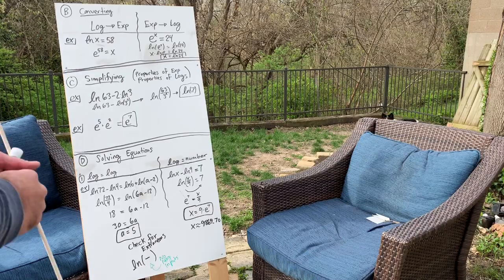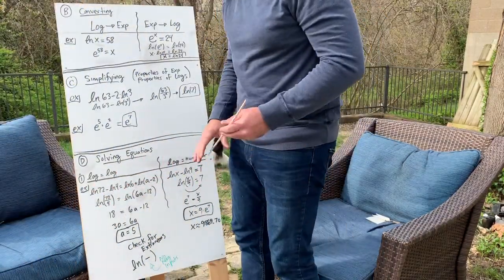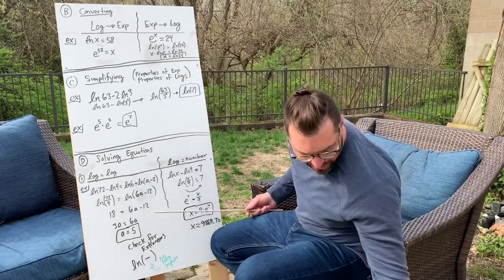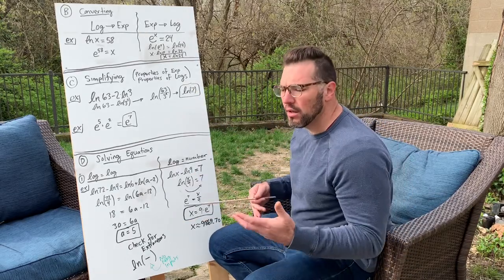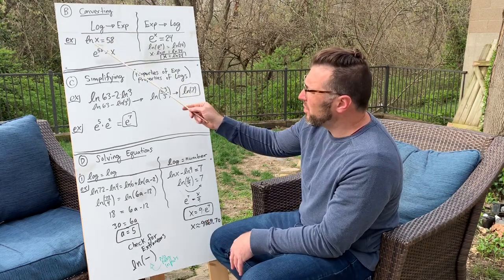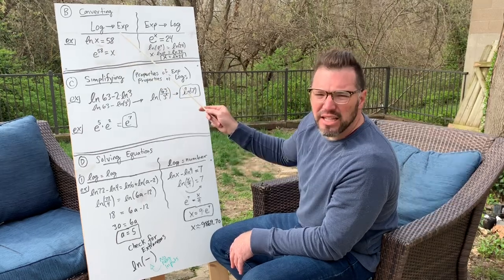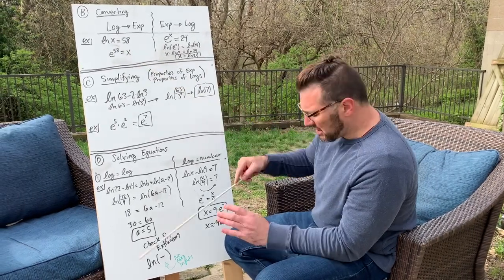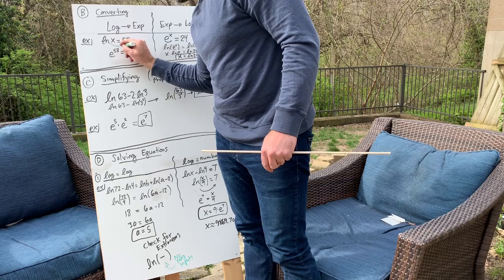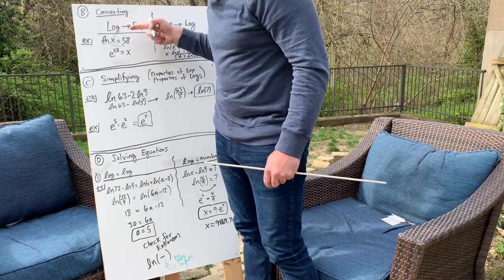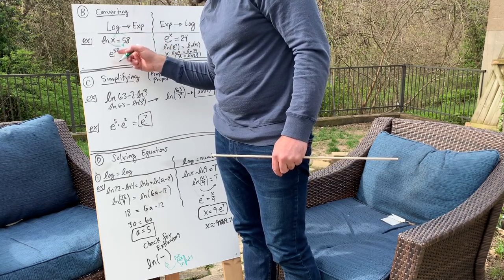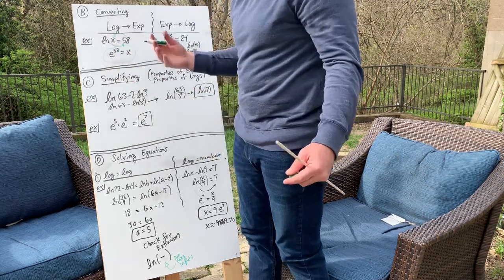Okay, we've talked about the natural base and the natural log, and now the question is, what can we do with that? First, how do we convert between exponential form and log form? You can go from a log to an exponential. What if you had the natural log of x equaling 58? Well, because ln is a log with base e, that means e raised to the 58th power is going to equal x. So to go from log form to exponential form, we have e to the 58 equaling x. And now we've converted it into exponential form.